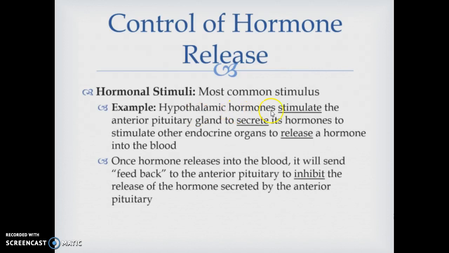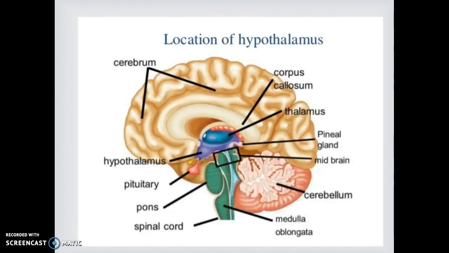Hypothalamus, it secretes a hormone. That hormone stimulates the anterior pituitary gland. Once stimulated, the anterior pituitary gland secretes its hormones, and then those hormones will go to their own respective target or organ.